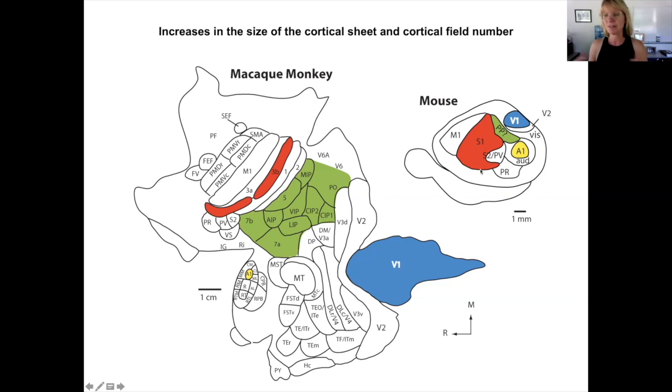There are changes in the relative size of these cortical fields, and clearly changes in the number of cortical fields. And I'll go through these in the next slide. But this mouse is not drawn to scale. And if I did draw this mouse to scale, I want people to appreciate that the mouse cortex is very, very small compared to a macaque monkey cortex and infinitesimally small compared to a human neocortex.